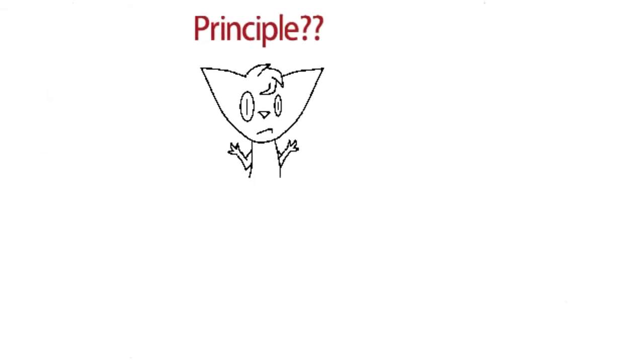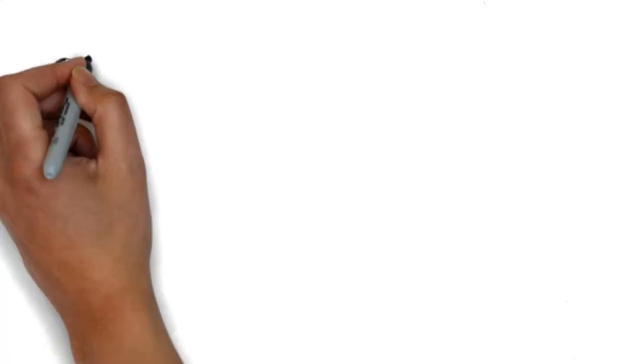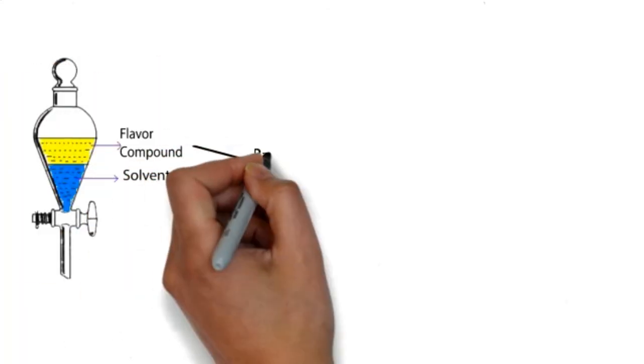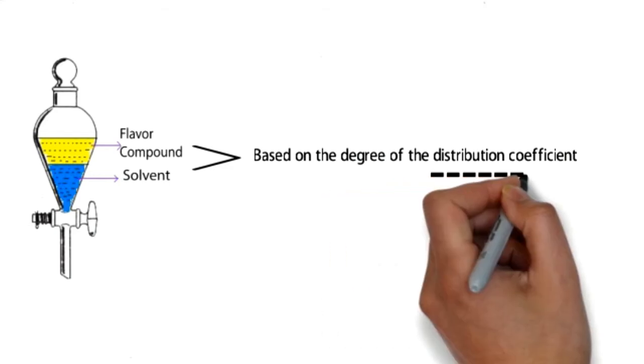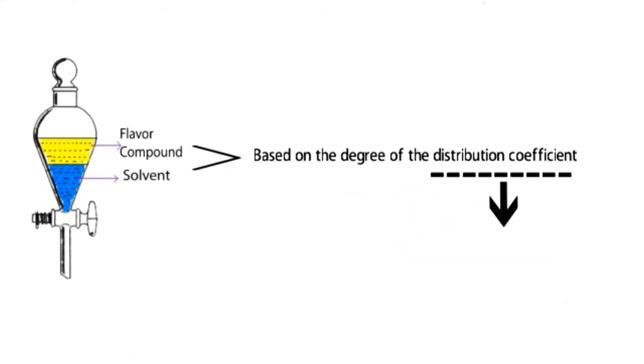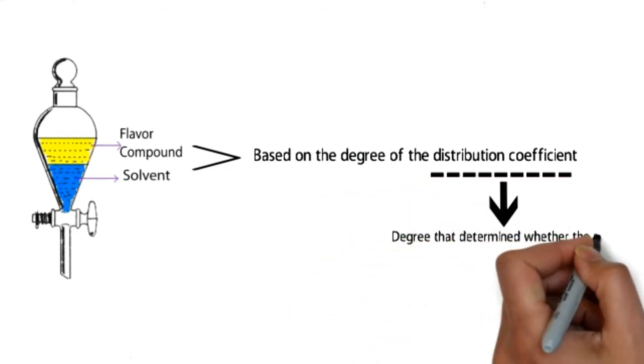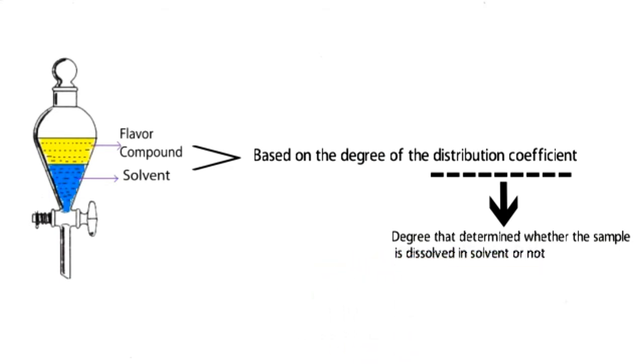The principle of solvent extraction is using the characteristic of the degree of distribution coefficient, the degree which determines whether the sample will be dissolved in solvent or not. So the whole sample is dissolved in organic solvent with the exception of the flavorant. That's the principle. Now let's see the procedure of solvent extraction.